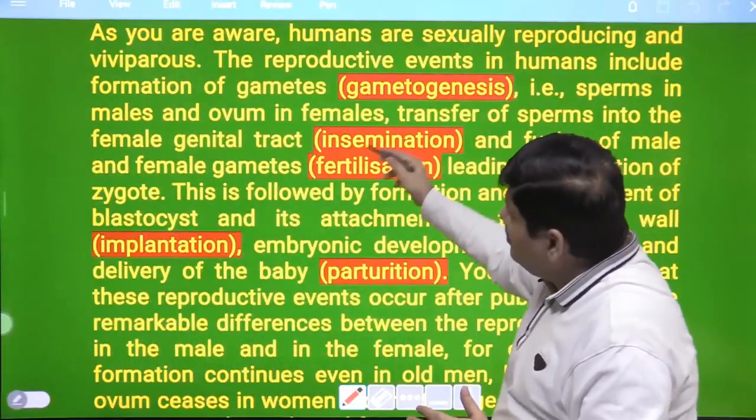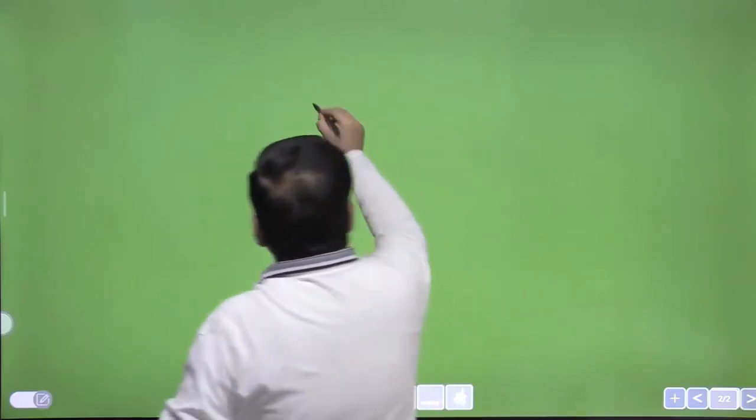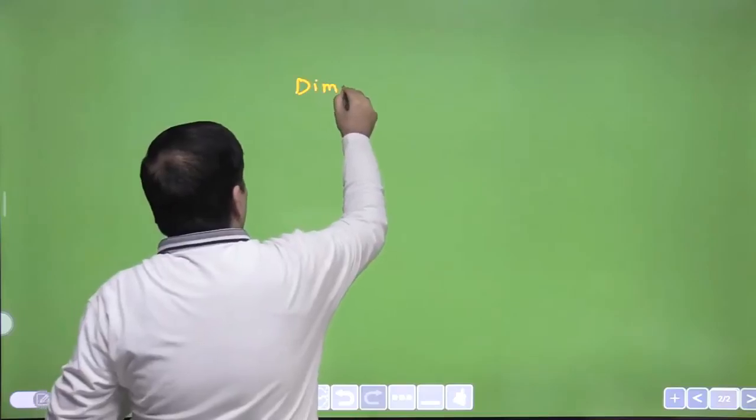Then your NCERT talks about certain events in sexual reproduction in human beings. Now before going on to this, let me tell you that human beings have a clear-cut sexual dimorphism. After the onset of puberty, the period where the secondary sexual characters begin to develop, the human female and human male have distinct morphologies. They can be easily distinguished based on the secondary sexual characters. This is what I am calling sexual dimorphism.